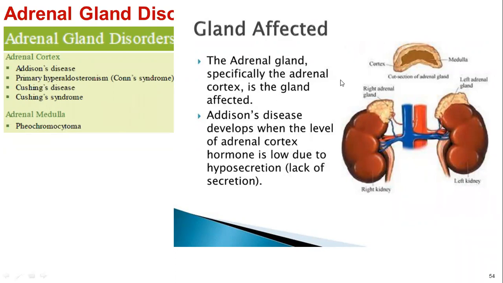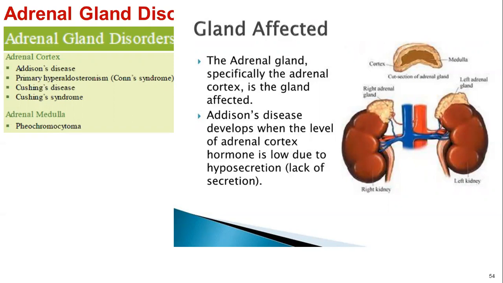Pheochromocytoma involves the inner part of the adrenal gland, which secretes epinephrine and norepinephrine. If there is too much secretion of epinephrine or norepinephrine by the adrenal medulla, the patient develops pheochromocytoma. So what is written in this picture, let me read it. Addison disease develops when the level of adrenal cortex hormone is low due to hyposecretion, right?